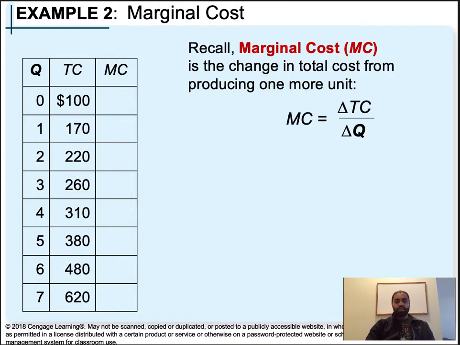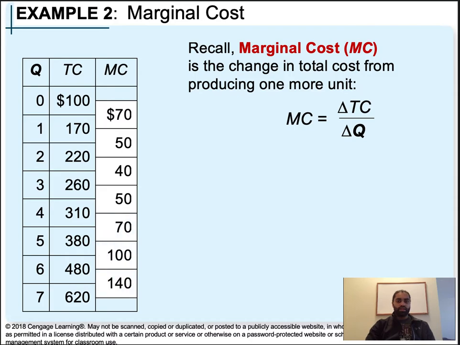Now marginal cost, you should know the formula by now. It's a change in total cost divided by a change in quantity. So here we have our total cost, we have our quantity. The difference between our quantities is just 1. The difference between our total cost varies. So our first marginal cost is 70, 50, 40, 50, 70, 100, and 140. So what we notice is as we first start producing products, as quantity increases, our marginal cost actually decreases.